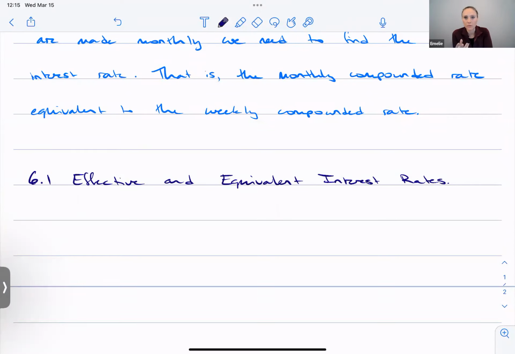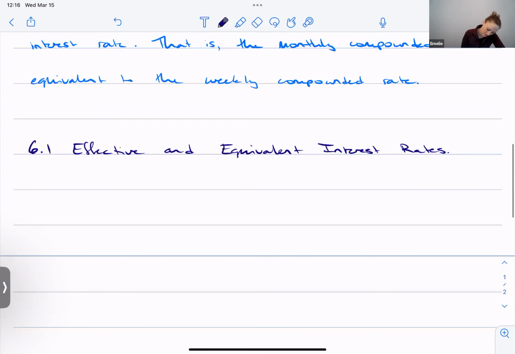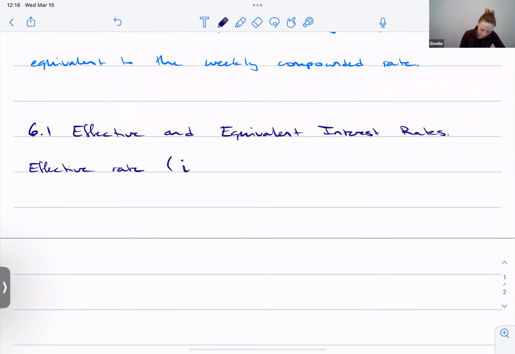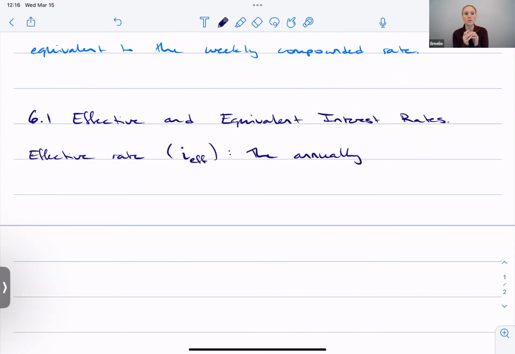So we've talked about equivalent rates, and I'm going to show you how to calculate them, of course. But let's talk about the effective rate, which we denote by I_EFF. So I is the periodic interest rate, right? And EFF is the effective. It's going to be the annually compounded rate. So it's just a special case where we've made it the annually compounded rate.